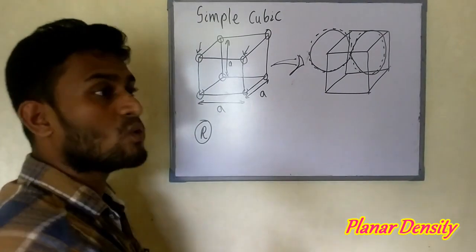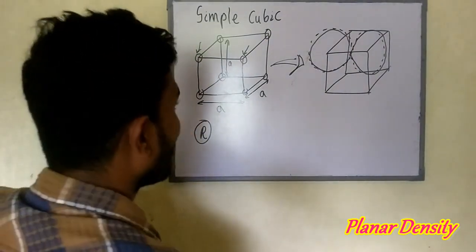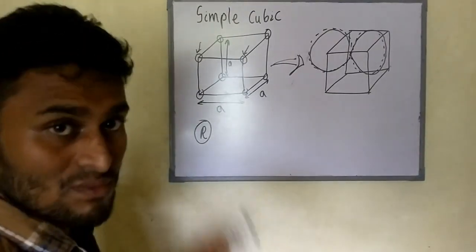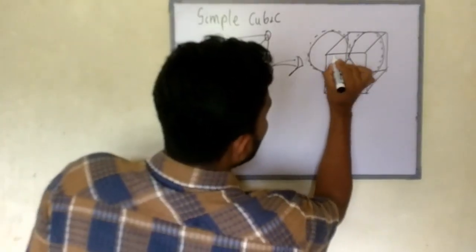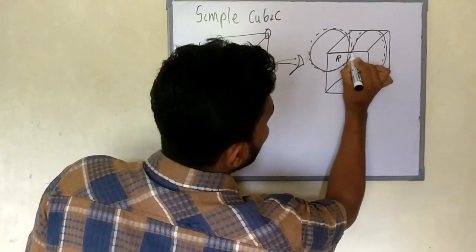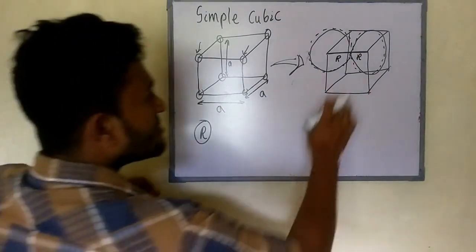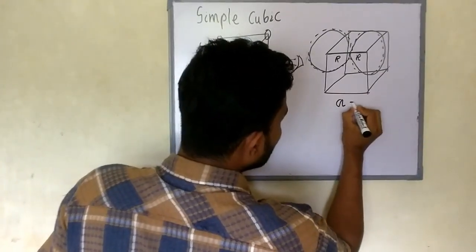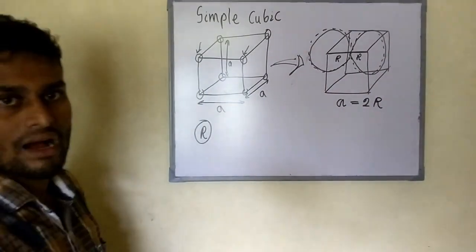Now we are going to calculate the planar densities in terms of r, not a. So we need an expression in terms of r for this a. This length is the radius r. Here also this length is the radius r. So simply you can say, for a simple cubic system, a equals 2r.